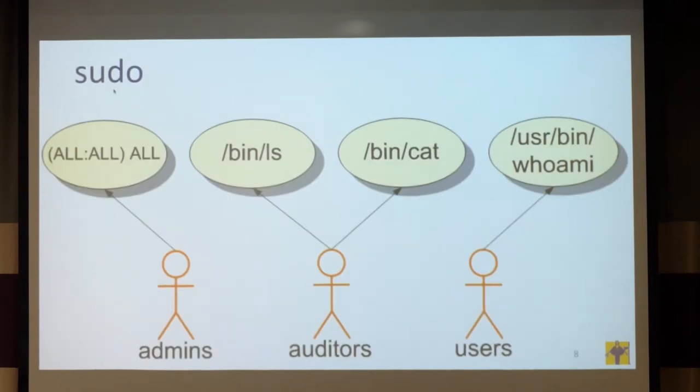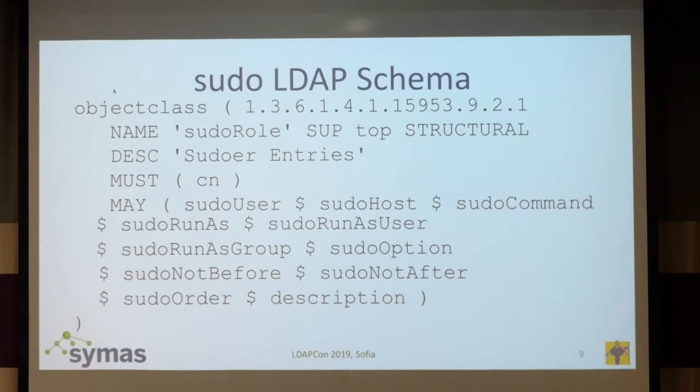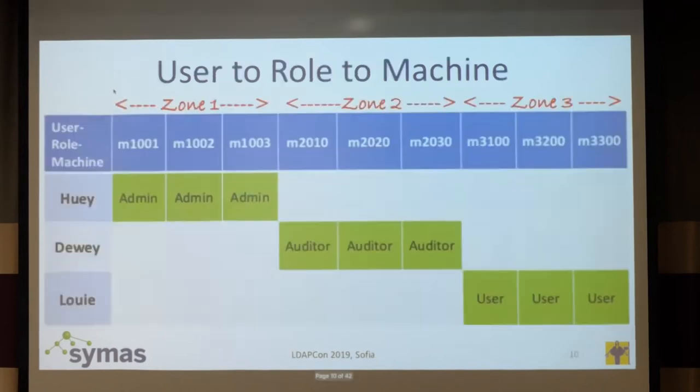Sudo is also another thing that we like to centralize. Obviously Linux machines have sudoers files where you can put the privileges of users, and that is also very hard to maintain and tedious. So best practice would be to store the sudo information inside the directory, and there's a common schema for that, so that you can do things like control what users can do when they're on the machine. That's the sudo LDAP schema for storing that information.